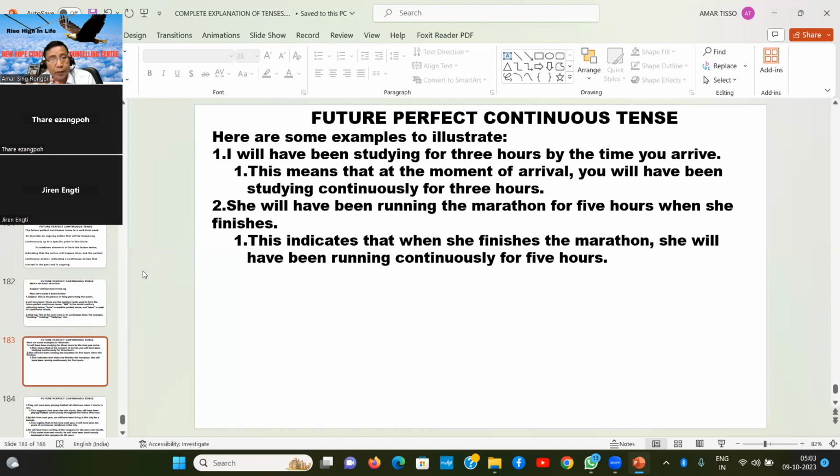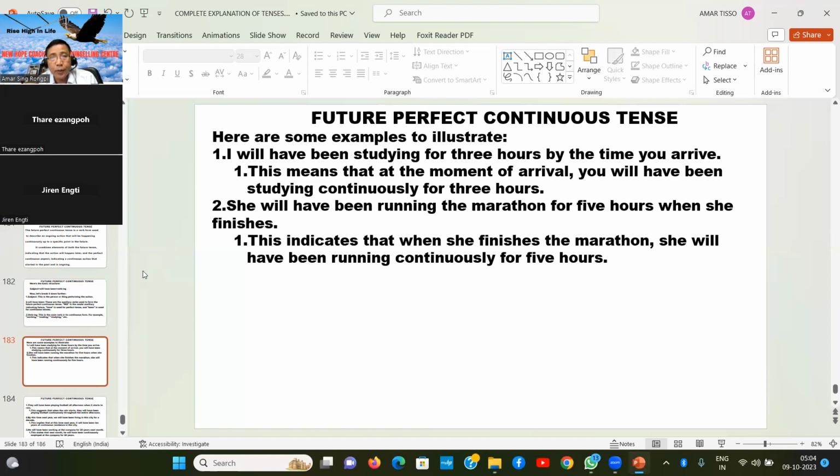Finishes means it is simple. It's not perfect, and it is not past. That means it's not completed; it is still in the present, so it is simple. That's why here we say when she finishes. If it were when she has finished, then this would not work, because here the work should go on, the running should go on.